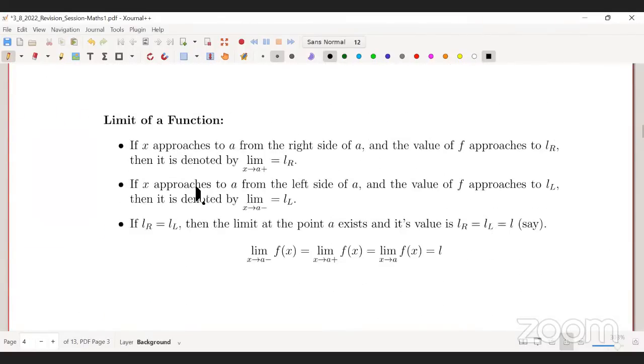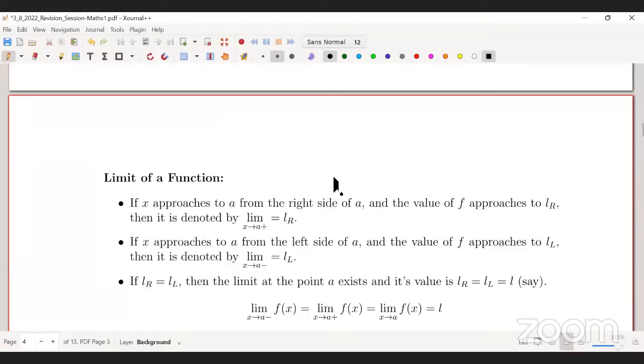Okay, so the next thing is limit. How do you check the limit of a function? Anyone? Left hand limit should be equal to right hand limit. Correct. So to know whether a function has a limit at some point a.